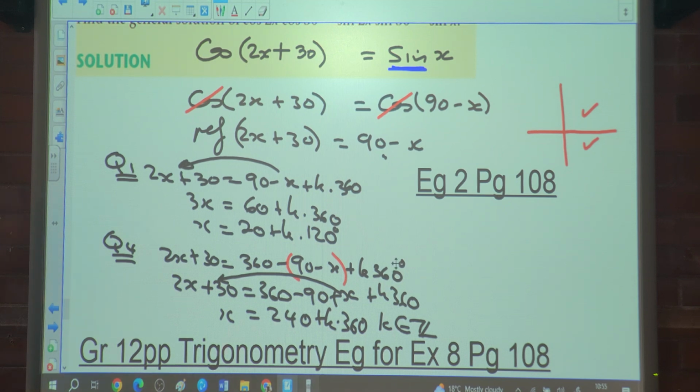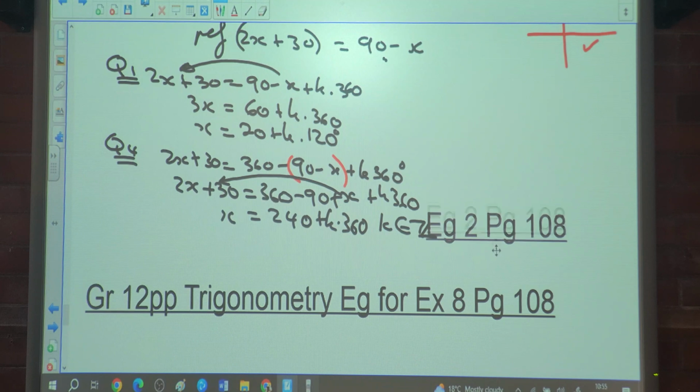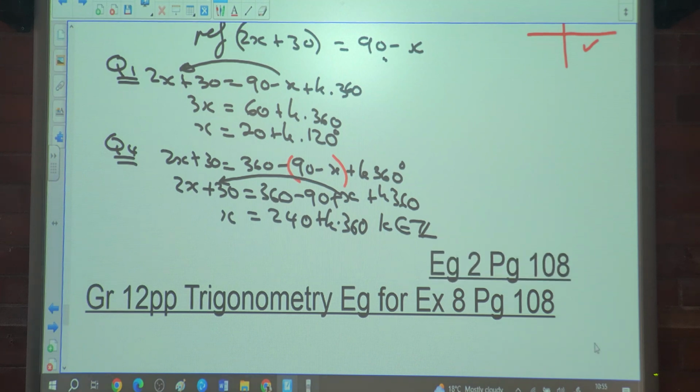Right, so that basically brings us to the end of trigonometric ratios for chapter 5. With that, you should be able to do, for homework, exercise 8 on page 100. The last part of trigonometry is going to be the sine, cosine and area rule.